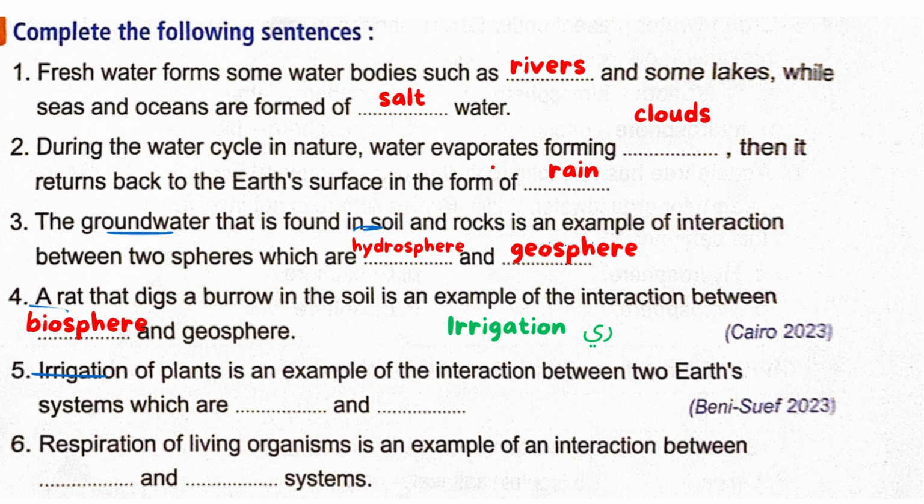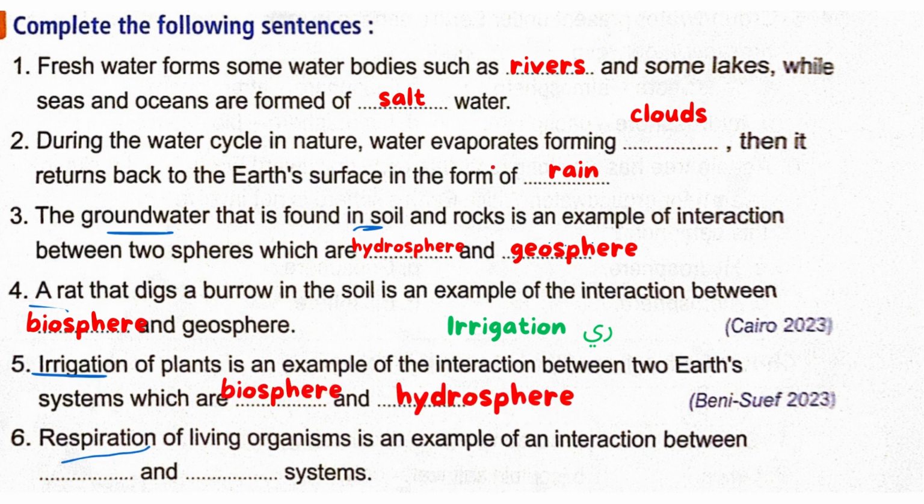Irrigation of plants is an example of interaction between two earth systems. So which are those two earth systems? Now we talk about irrigation, and this is watering. We use water here, so this is hydrosphere. And irrigation of plants, so plants belong to the biosphere. So here the interaction is between hydrosphere and biosphere. Okay.